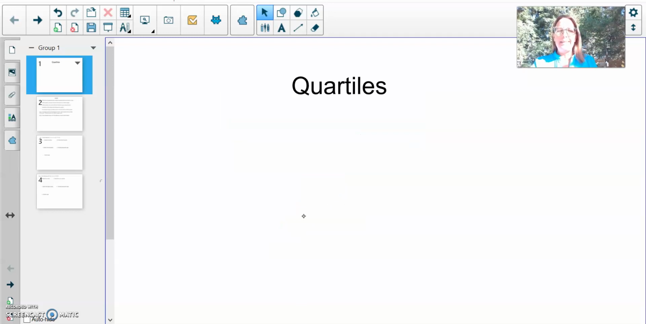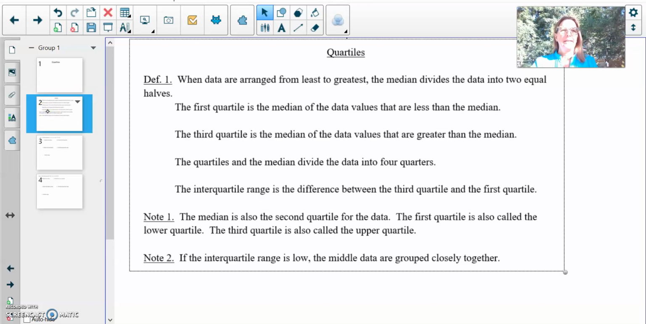Hi everyone, in this video we are going to look at quartiles. When data is arranged from least to greatest, the median divides the data into two equal halves. The first quartile is the median of the data values that are less than the median.